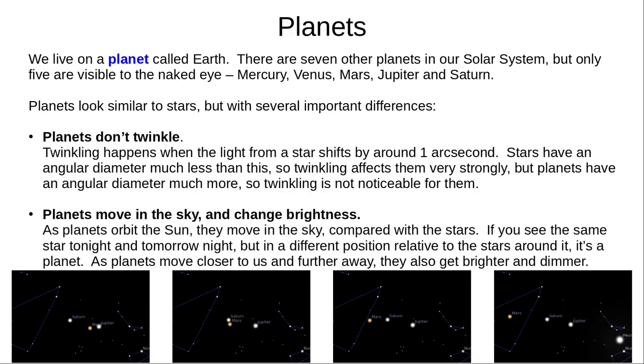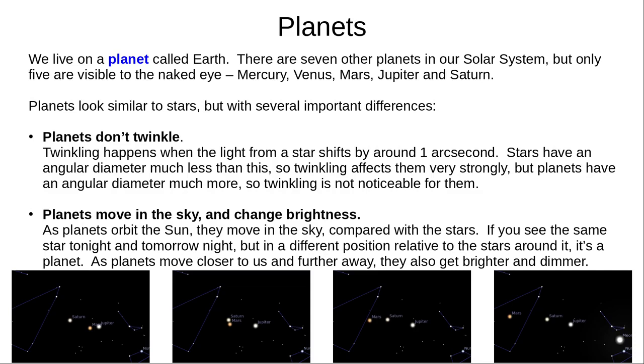Our solar system has 8 major planets, including Earth. Only 5 are visible in the sky without telescopes: Mercury, Venus, Mars, Jupiter and Saturn, as well as very rarely Uranus. Planets look very similar to stars, but there are 2 main differences.